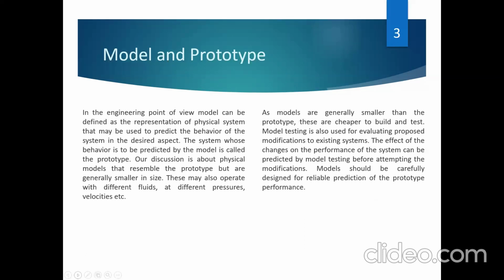Model and prototype. From the engineering point of view, a model can be defined as the representation of the physical system that may be used to predict the behavior of the system in the desired aspect. The system whose behavior is to be predicted by the model is called the prototype, yung actual. Okay? Our discussion is about physical models that resemble the prototype but are generally smaller in size. This may also operate with different fluids at different pressures, velocities, etc.